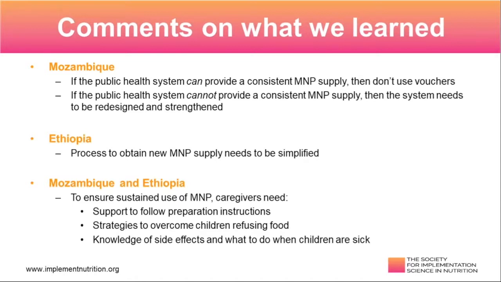So our recommendations for Mozambique included that if the public health supply system can provide a consistent supply of M&P, then it's not really useful to use vouchers. If the public health supply system cannot provide a consistent M&P supply, then the system needs to be redesigned and strengthened, the voucher system. In Ethiopia, the process to obtain new M&P supply needs to be simplified.